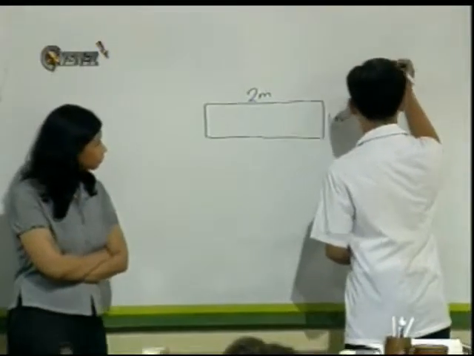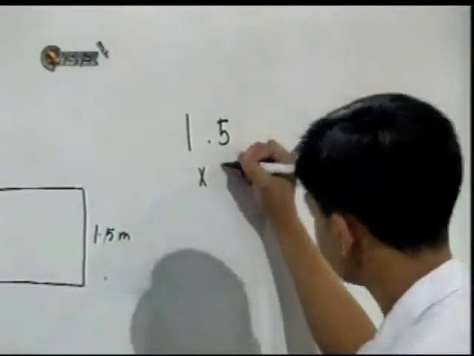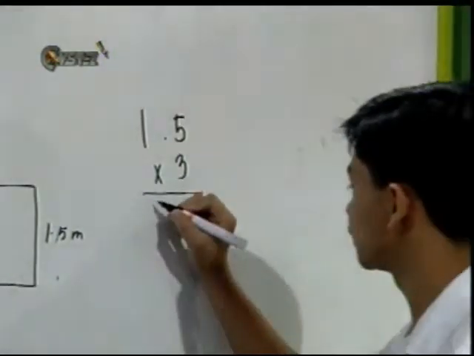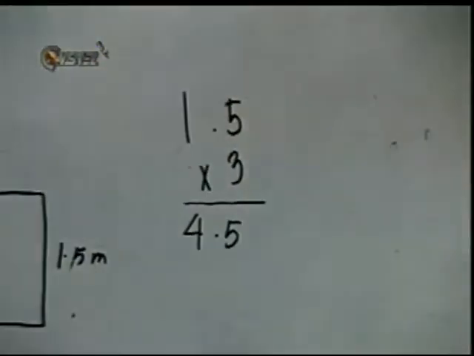Okay, come to the board and solve it. Don't turn your back. 1.5 times 3 is 4.5. Okay, all right. Thank you.